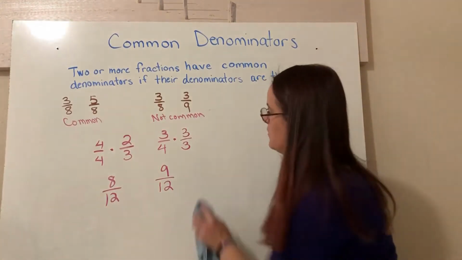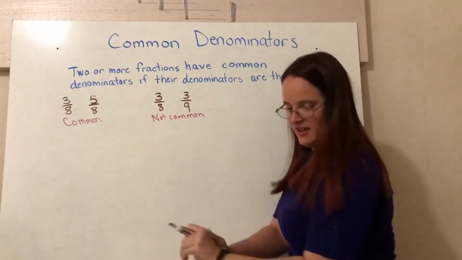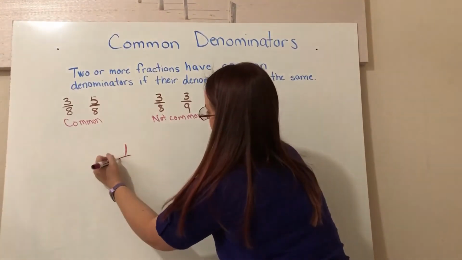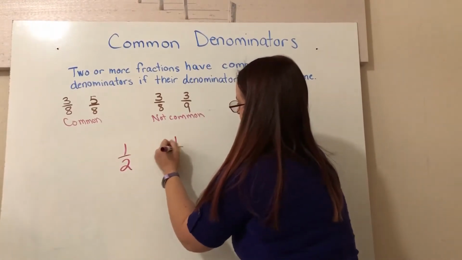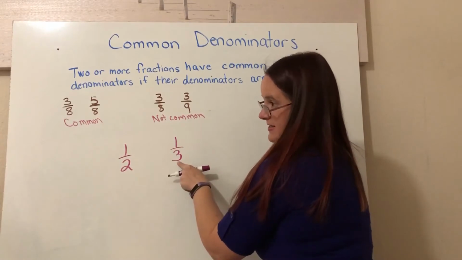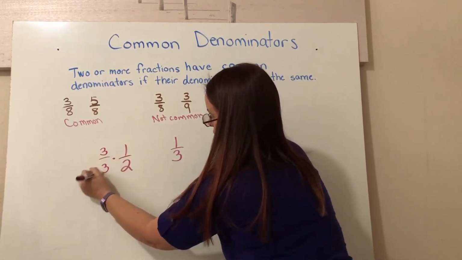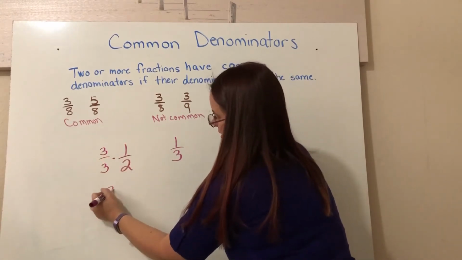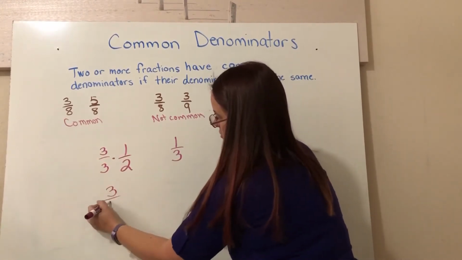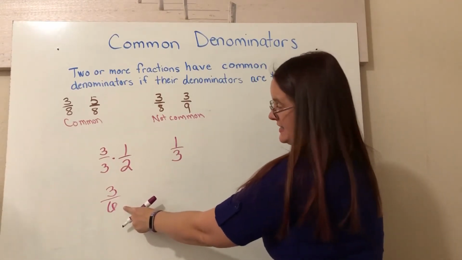Okay, so the next example, rename 1/2 and 1/3 so that they have a common denominator. Okay, 1/2 and 1/3. I'm going to multiply 1/2 times this denominator, so 1/2 times 3/3. 3 times 1 is 3. 3 times 2 is 6, and 1/2 is the same thing as 3/6.